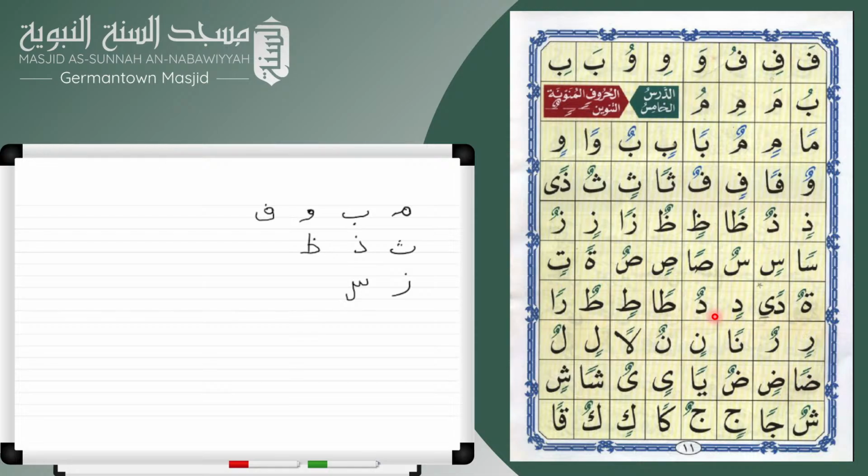Dan. Din. Dun. Do it again, and if you have to, do it slower. Good. Next, who wants to do ta?